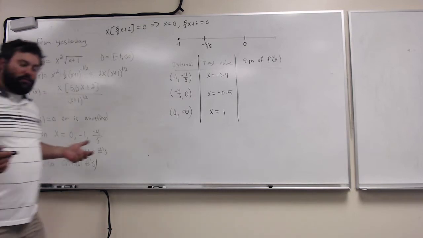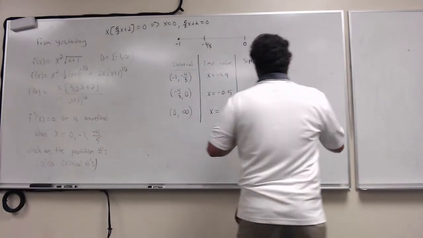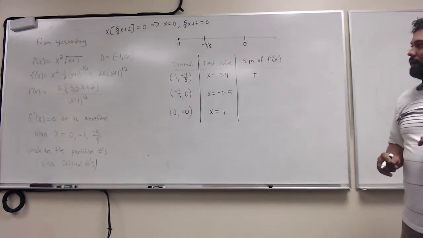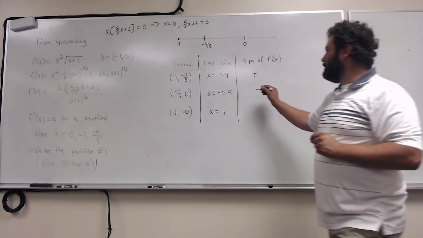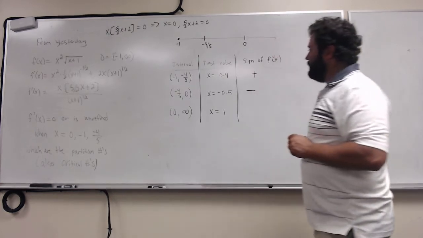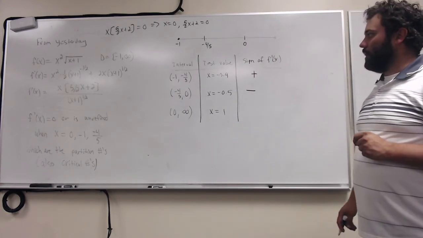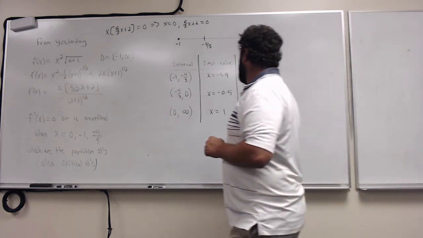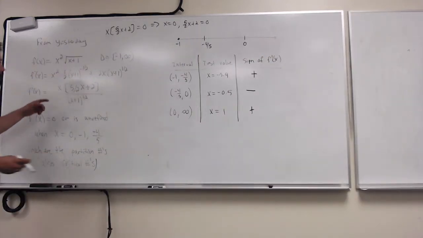And did you get a positive or a negative number? Plus. Okay, so you plug that in the derivative, you get a plus. And then what about the next one? A negative. Okay, you get a negative for the negative 0.5, and then my guess, does it change to a plus at positive 1 again? Yeah. Okay, so you plug 1 into the, I think that's pretty clear, right?